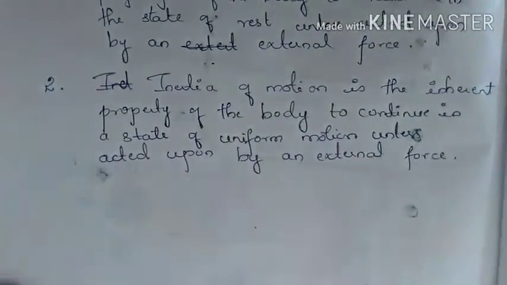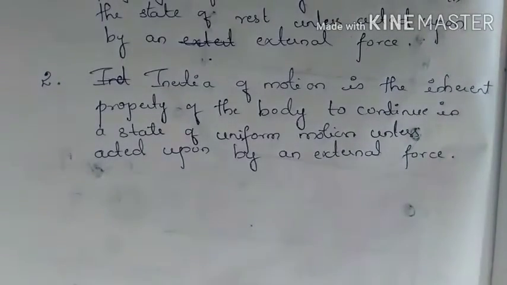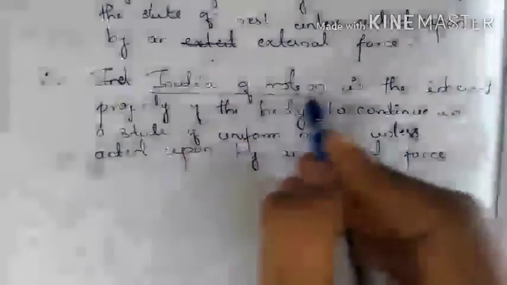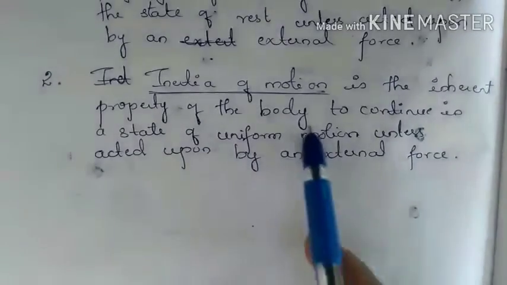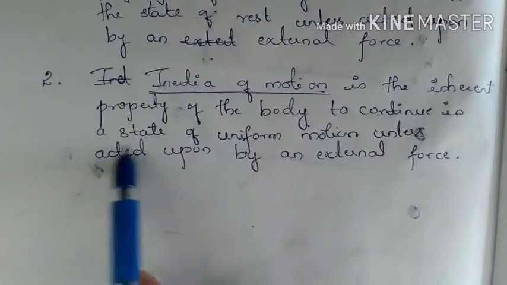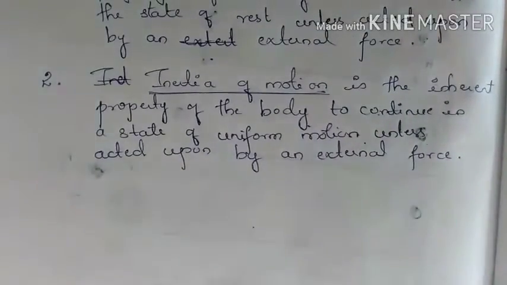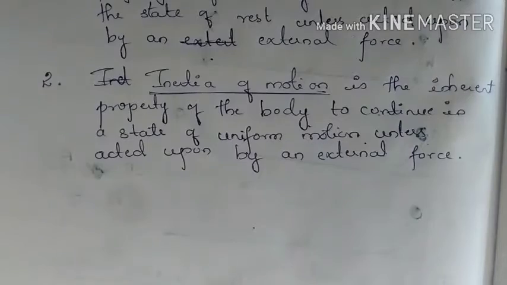This point is again similar to the first point which we have written. So what does this point mean? Inertia of motion is the inherent property, again an intrinsic property of the body. A body will continue to be in a state of uniform motion unless it is acted on by an external force. So this is again a similar property to the inertia of rest.